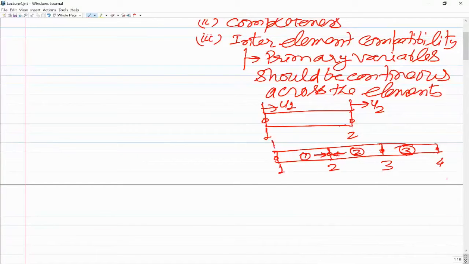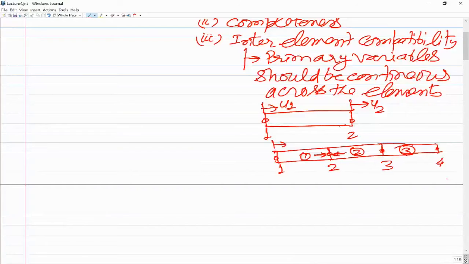That can be ensured because in element 1 and 2, both have this node with the degree of freedom as the primary variable, so we can say that at this node the value of u is same for both node 2 belonging to element 1 and node 2 belonging to element 2. That is how we ensure the continuity of primary variables across the element, and that is known as the inter-element compatibility, or sometimes we simply call it compatibility. Similarly, we'll have the condition at node 3 and so on, depending on the situation.